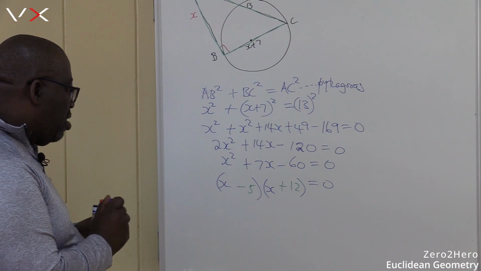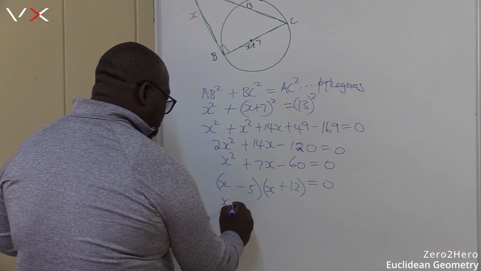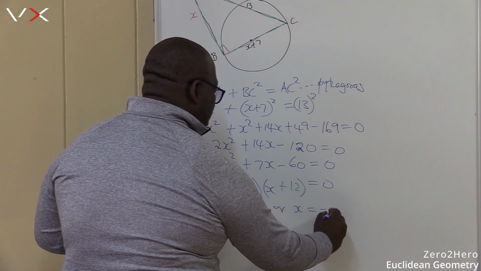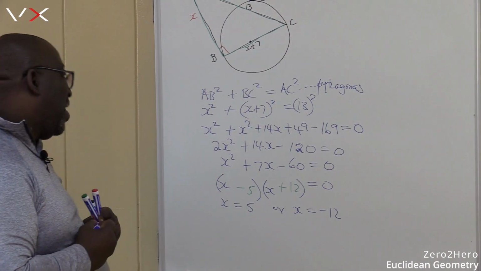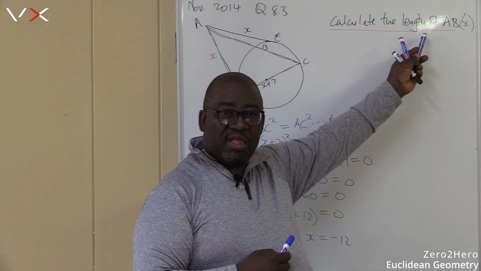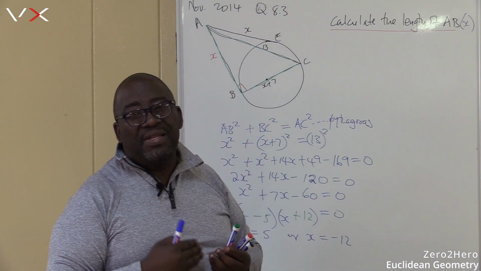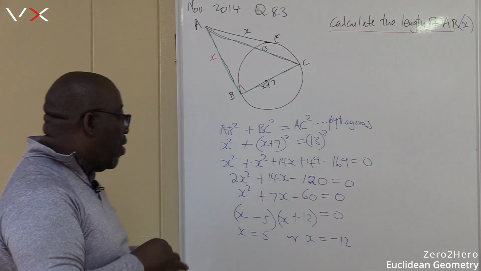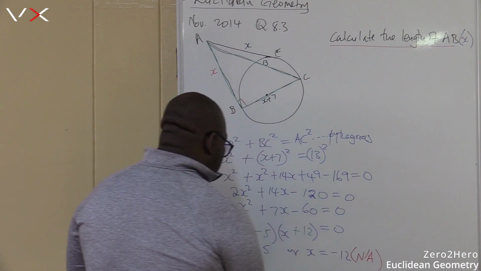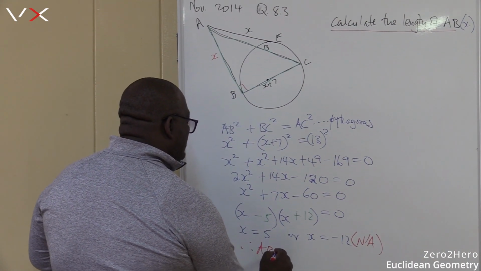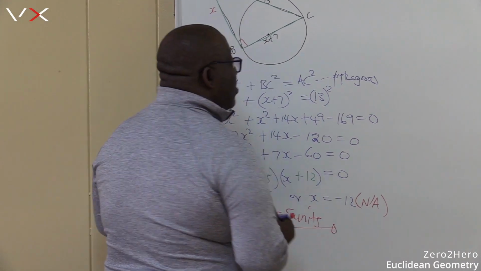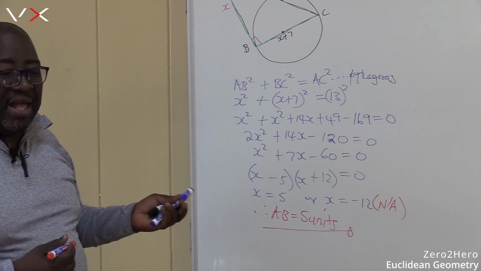Now we conclude. We're then going to say x is equal to 5 or x is equal to minus 12. These are the two solutions that we have for x. But remember, the question was very clear: calculate the length. The length is a distance, and distance is always positive. Therefore, whenever you find a negative answer, you reject it. Therefore, AB will be equal to 5 units, whatever units we have been given there.